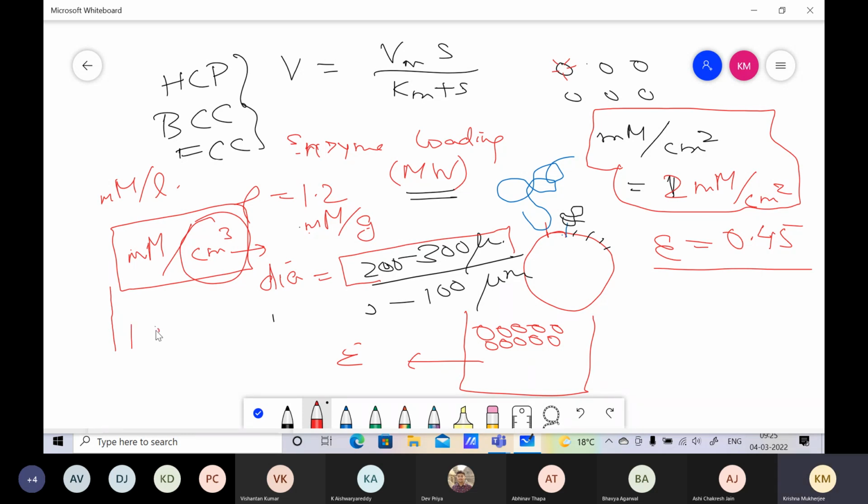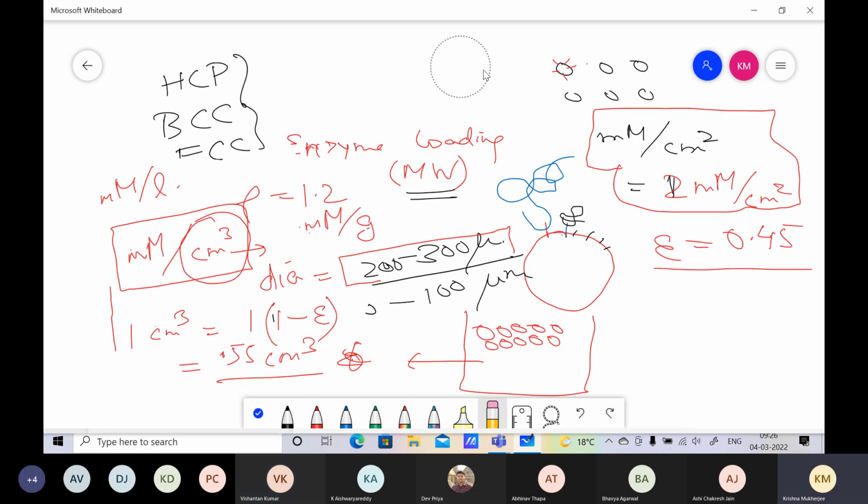In 1 centimeter cube, your actual volume is 1 into (1 minus E), because this is the amount of space left over. So 1 centimeter cube actually has 0.55 centimeter cube of matrix. Is this obvious? Yes, sir. Right. So this is one thing. And then what is the specific surface area? So 3 by R if we assume spheres. 3 by R.